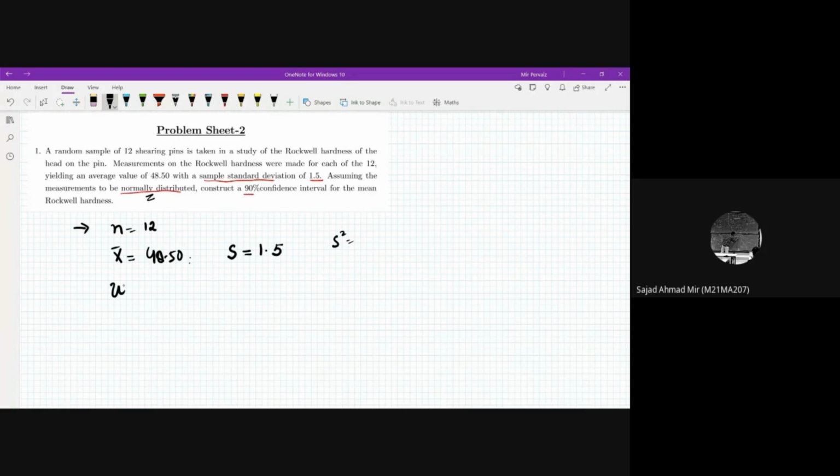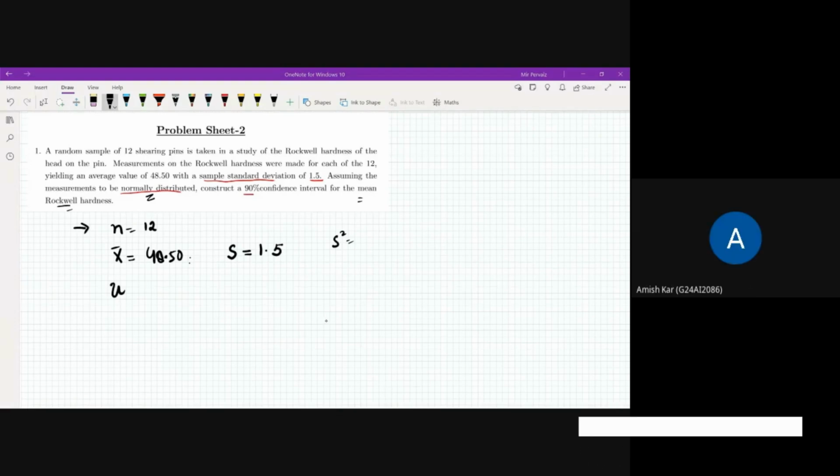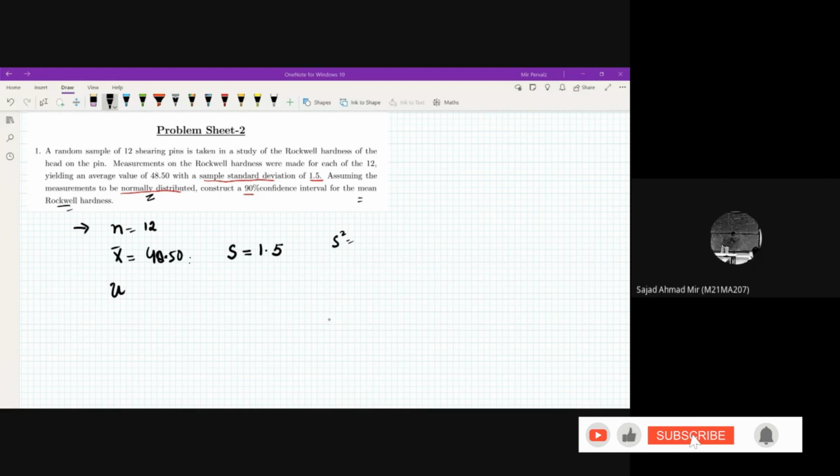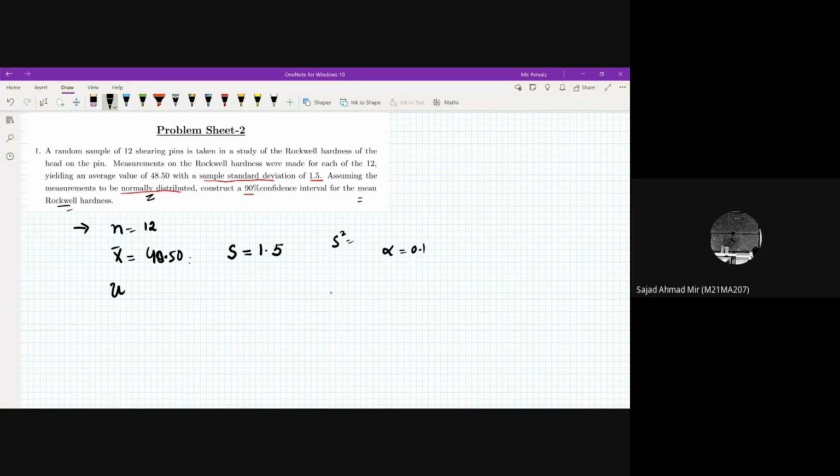Let mu be our mean Rockwell hardness. That is the quantity we are interested in. We have to estimate a 90% confidence interval. So this is what the question is saying. So the question now is, how will we construct this confidence interval? Any idea for this? So here alpha is 0.1. That's correct, alpha is 0.1.